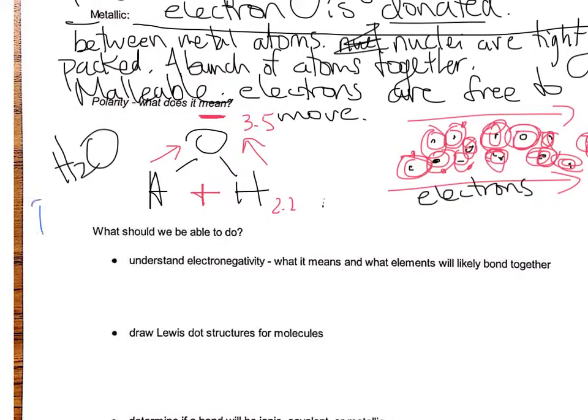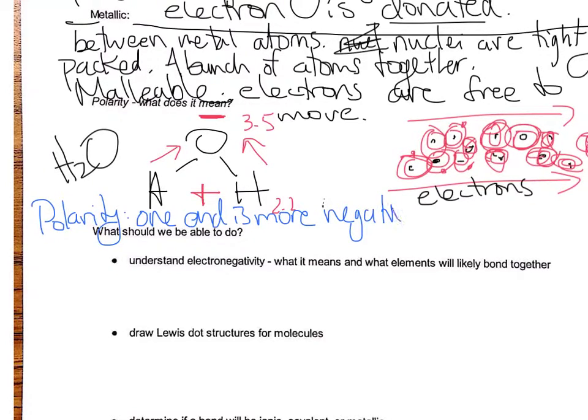So polarity is one end is more negative and one end is more positive. And so we talk about polar molecules. We also talk about polar bonds. It just means one end is more negative, one end is positive. It's not the same on both sides.